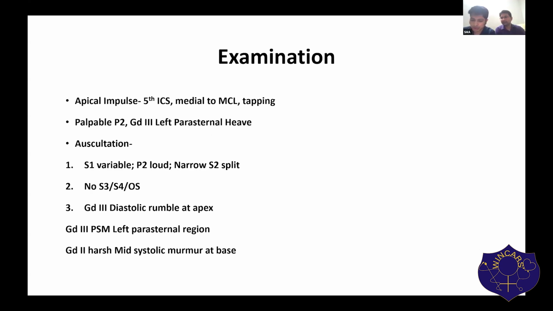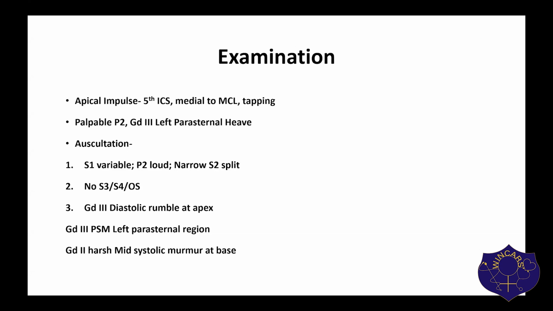P2 is palpable in the left second intercostal space. There is grade 3 left parasternal heave along with RV type epigastric pulsations. There is no other thrill or pulsation. On percussion, the left second intercostal space is dull, the right heart border is substernal, and the left heart border corresponds to the apex. On auscultation, S1 is variable, P2 is loud with narrow S2 split. There is no S3 or S4, and no opening snap or any additional sound.